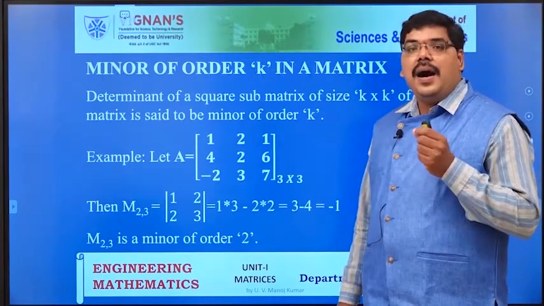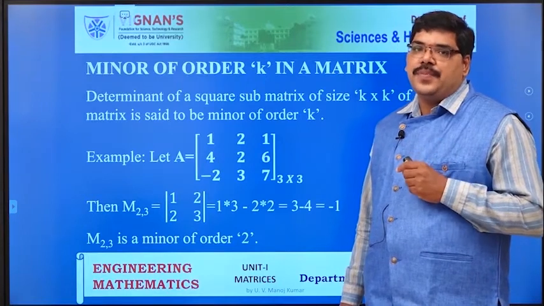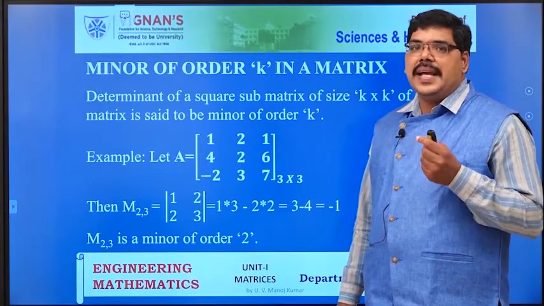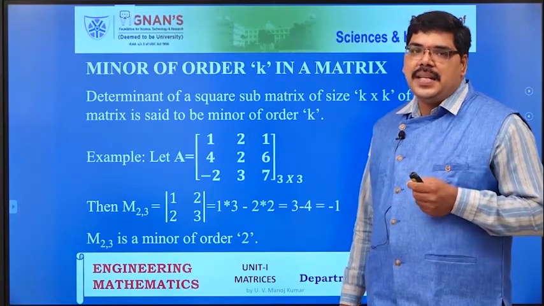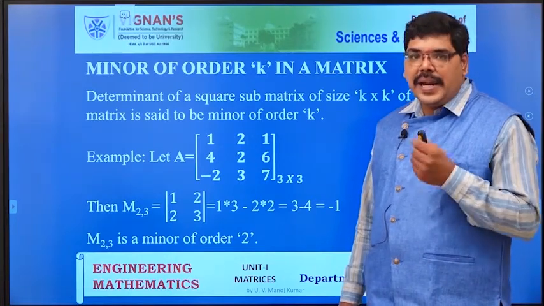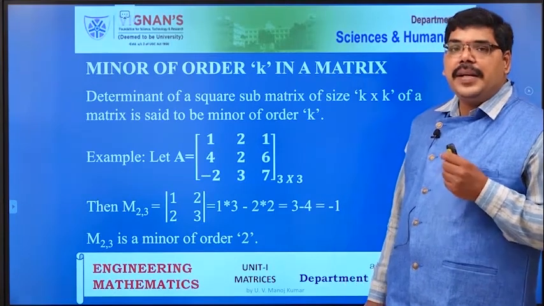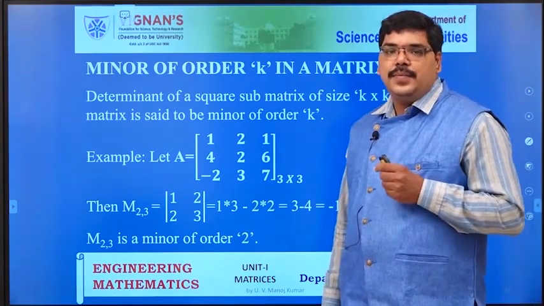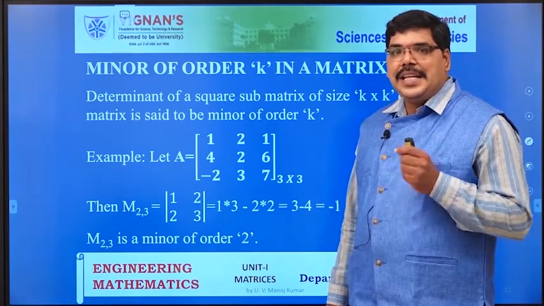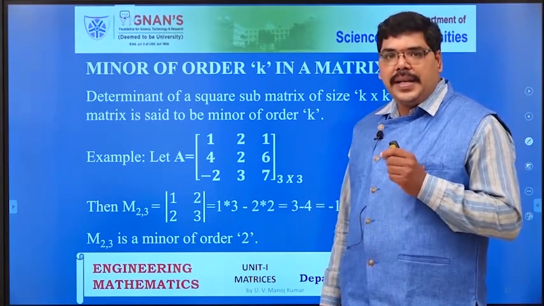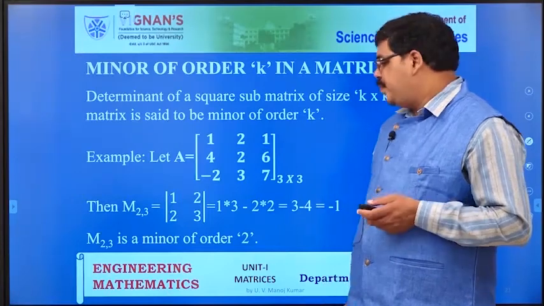Minor of order k in a matrix. Suppose there is a matrix of size m by n. You take any square submatrix of size k by k and find its determinant. The determinant of the square submatrix of size k by k is said to be a kth order minor of the matrix.